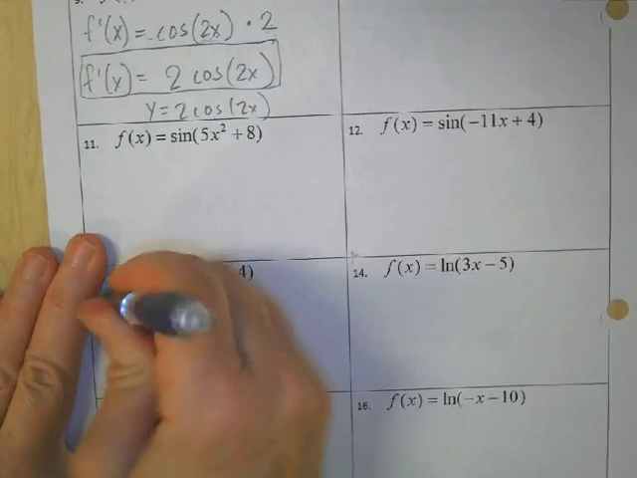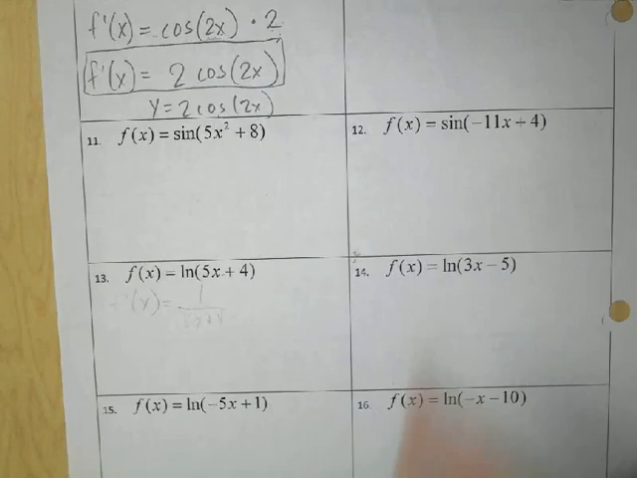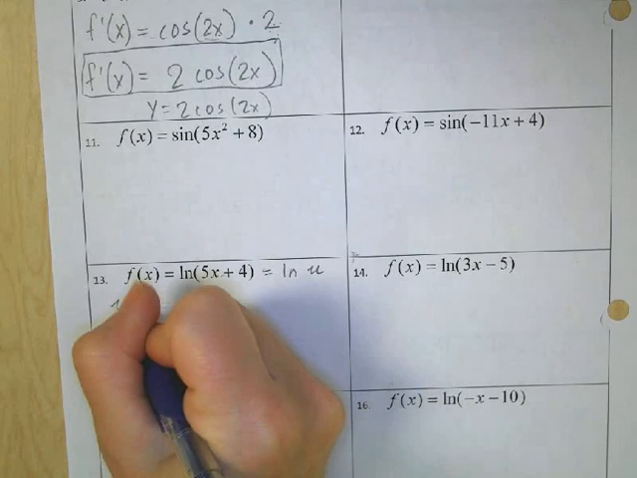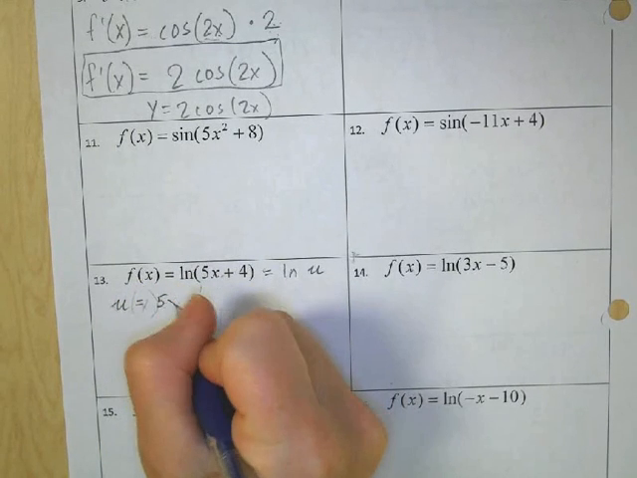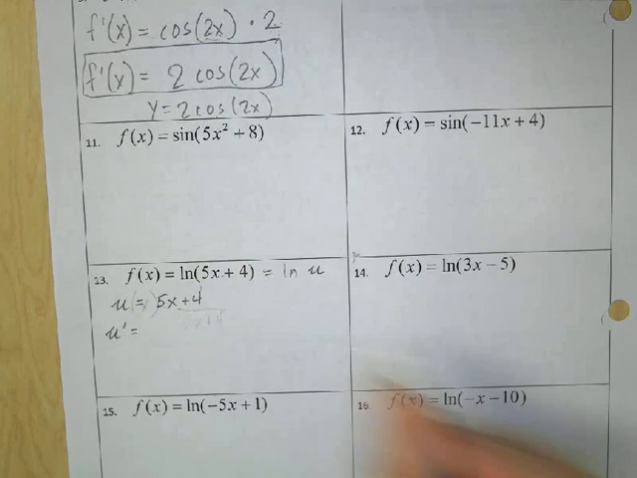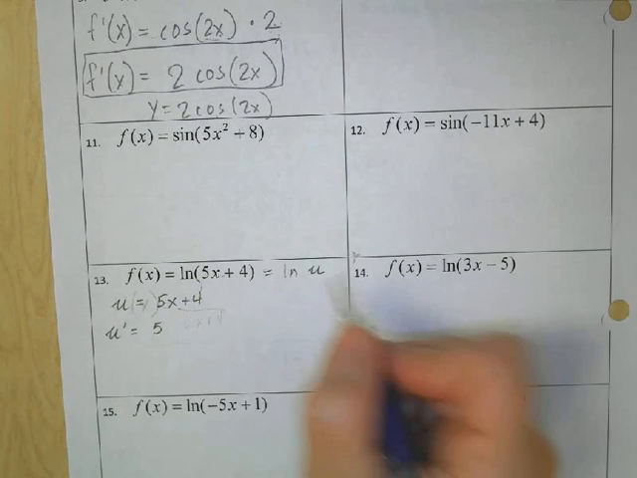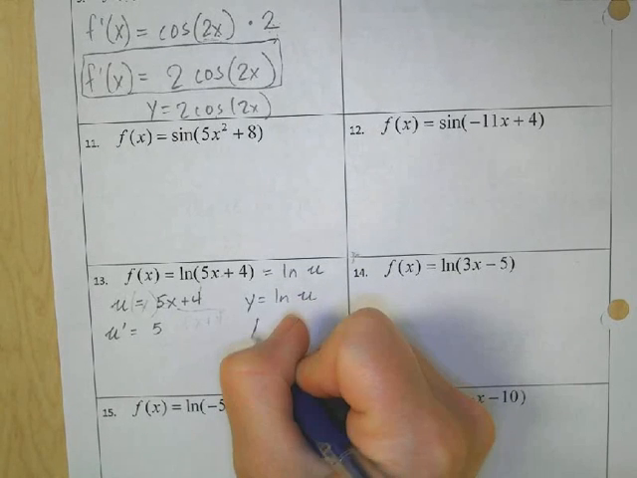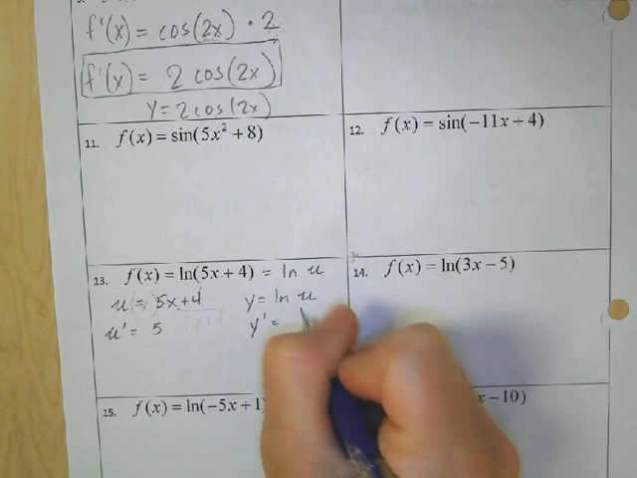This one's actually a little bit more complicated, so I'm going to change this to natural log of u. So what's u? u is 5x plus 4. So the derivative of u is just 5. Now I have y equal to natural log of u. So what's the derivative of that? That would be 1 over u.